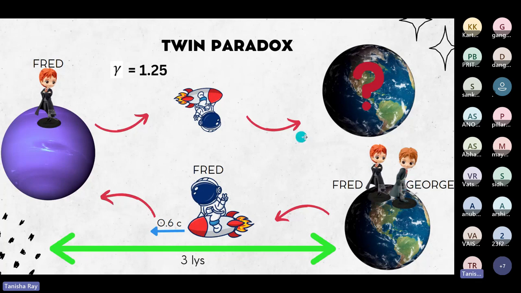Therefore, when Fred returns back to Earth, George says that I have become older than you and you have remained younger. But now, if we try to look at things from Fred's frame, we will see that in Fred's frame, it is George who is moving and Fred is at rest. So according to Fred, it is George who is moving. So less time should elapse for George. And therefore, when he's back, it is George who should be younger and Fred should be older.